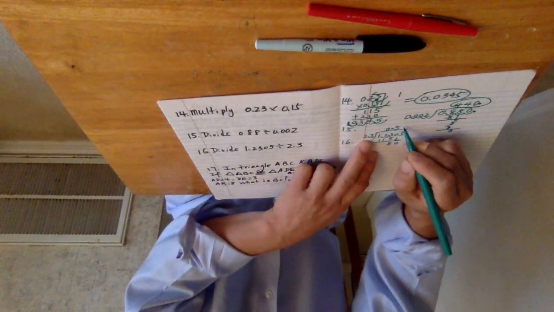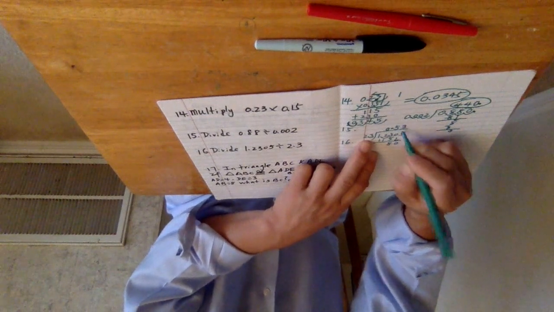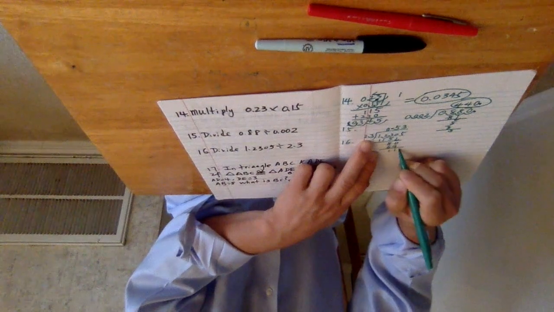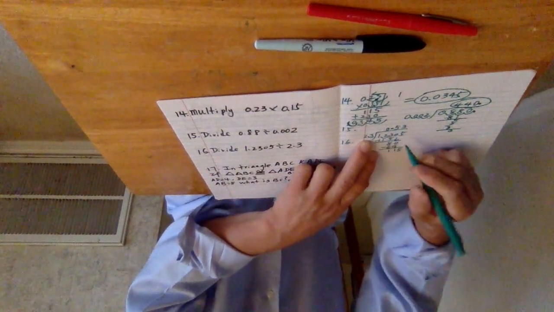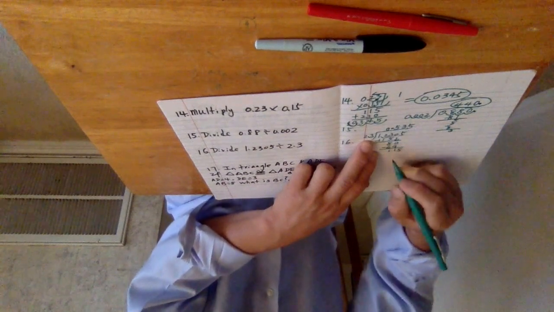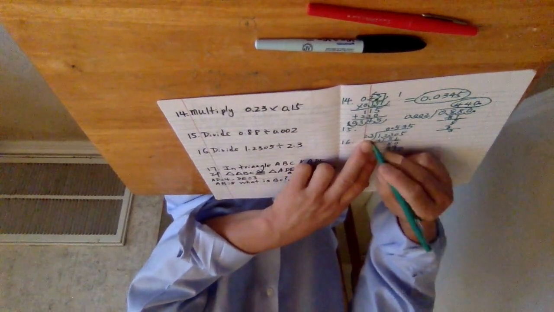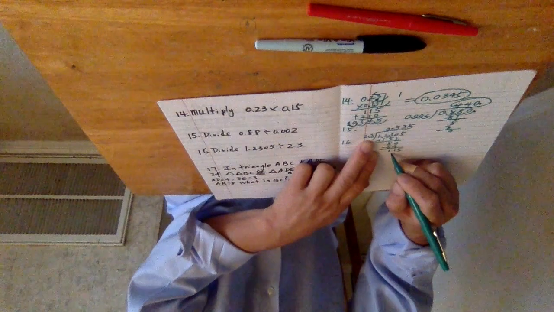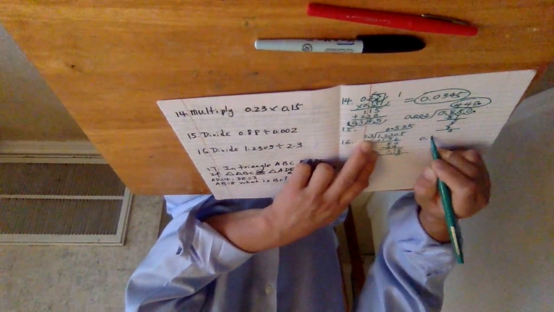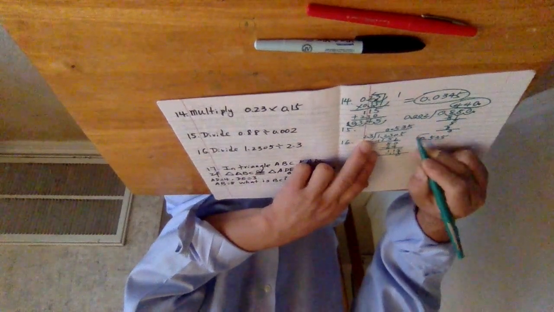We can do 3 times. We also try 5 again. 5 times 5 is 25. 2 times 5 is 10, 11, 15. So the answer is 0.535.